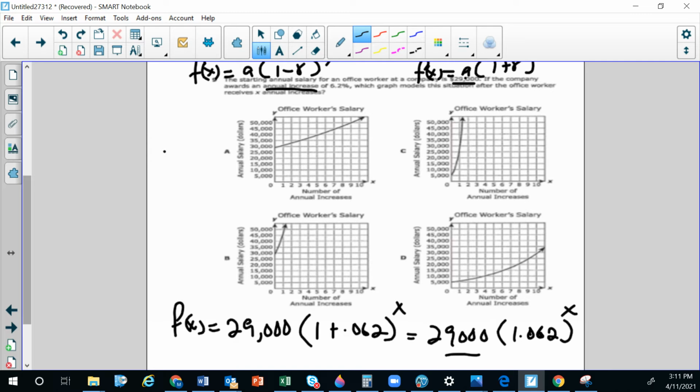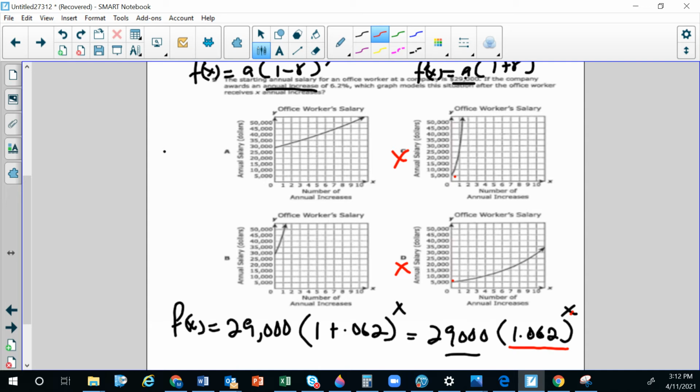Well, let's look at the y-intercept. The y-intercept occurs when x is 0. When x is 0, this becomes 1, because remember, anything raised to the power of 0 is 1. Therefore, my y-intercept is 29,000. Therefore, I can eliminate D and C, because their y-intercept is right about 5,000. So that leaves A and B.